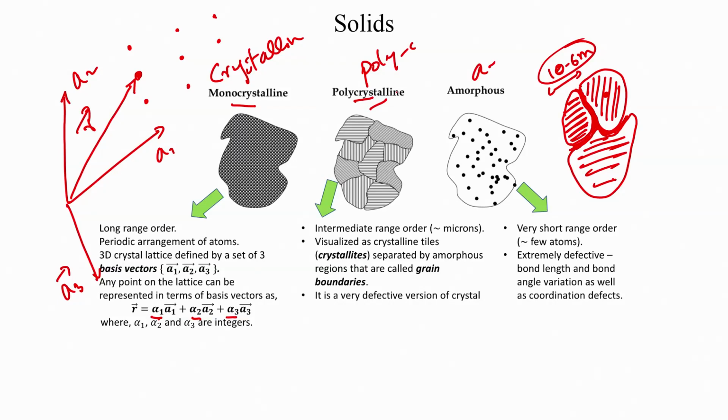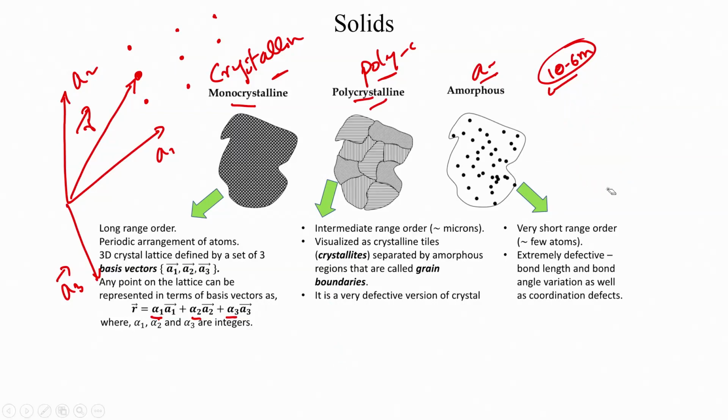If you go to the other end of the spectrum, we had crystalline and then polycrystalline, which is somewhere in the middle. The other end is a completely disordered structure, where there is almost no periodicity at any scale length, and even if there is periodicity, it is only of the order of a few atoms long. This is called an amorphous material. A classic amorphous material is glass, so these materials are also called glasses.